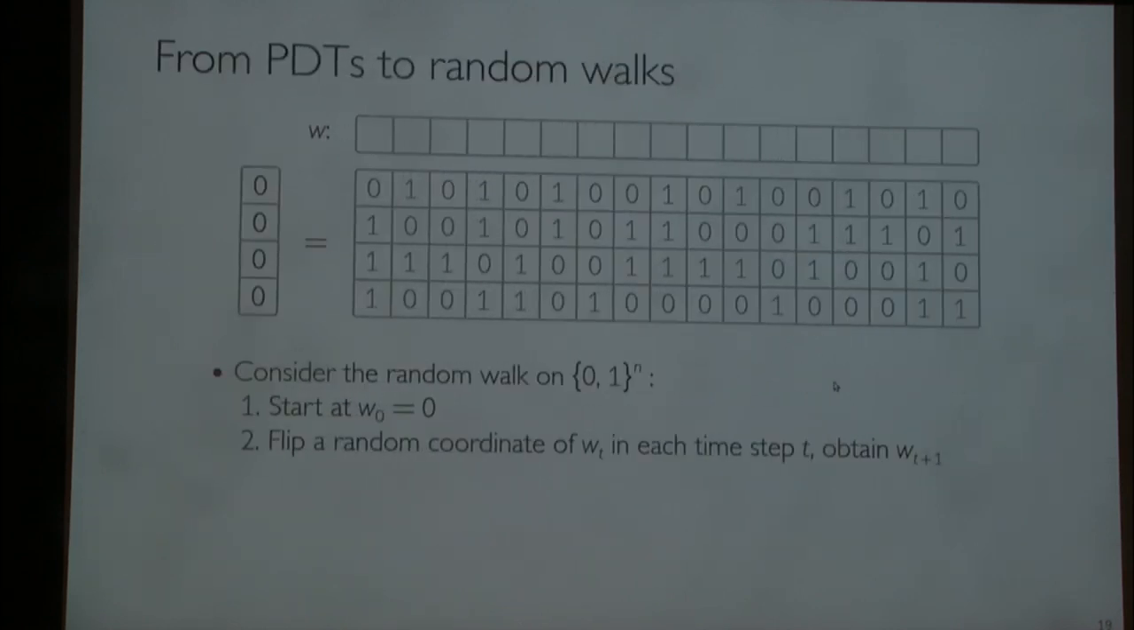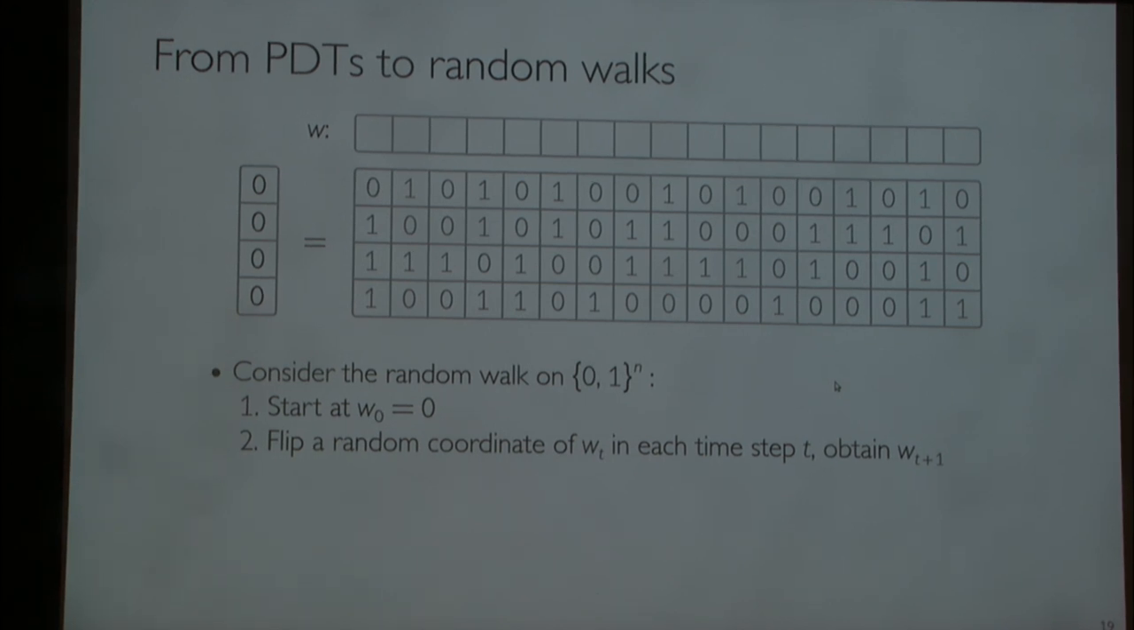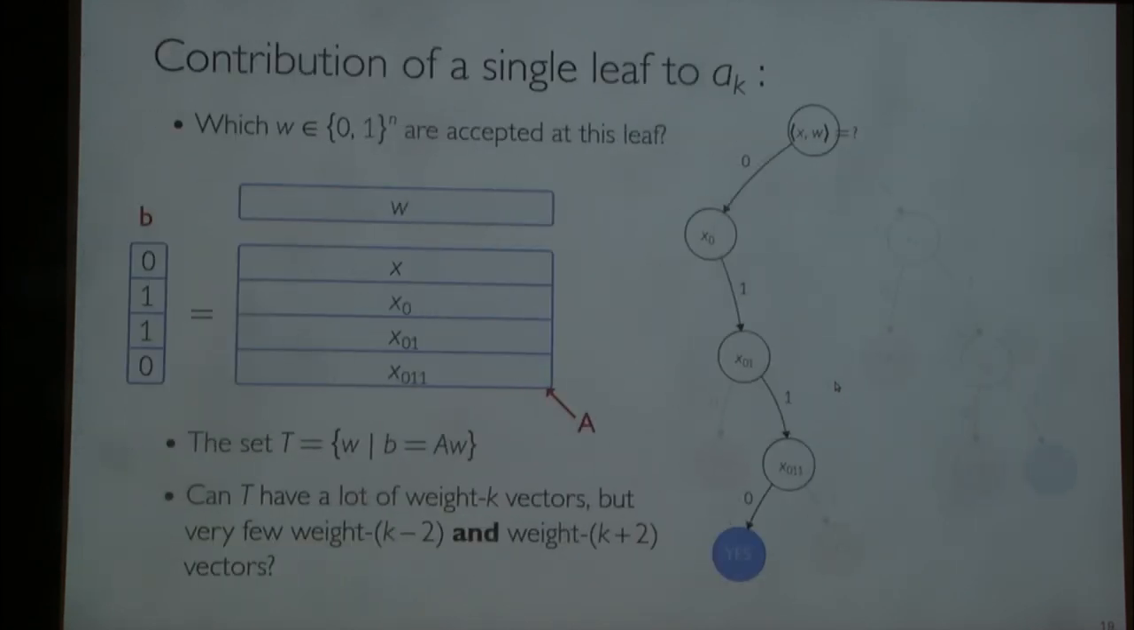Okay, so now this is our W, and this is our affine subspace matrix. How do you satisfy it? Why is it easy to satisfy the OR? I mean, we can have an affine subspace which has a lot of weight k vectors, and not comparably many of weight k plus 2. You're saying the statement, but you're not telling us the example. What is the subspace?